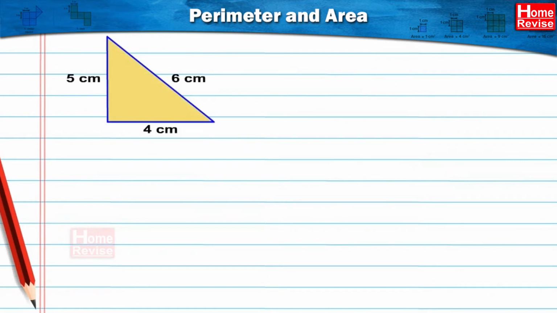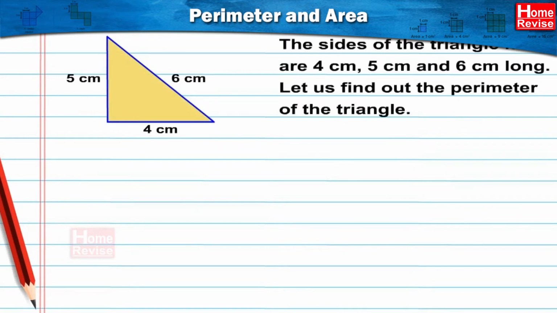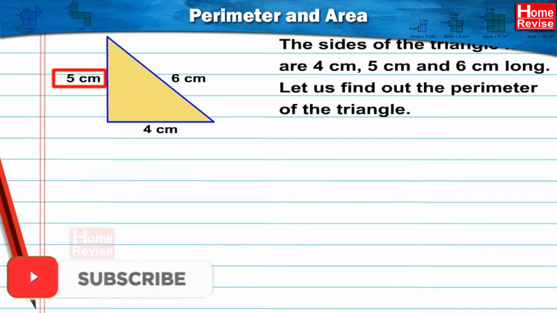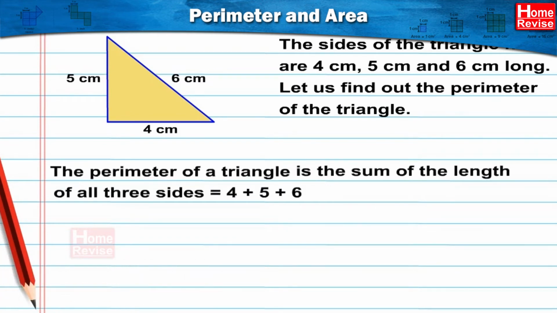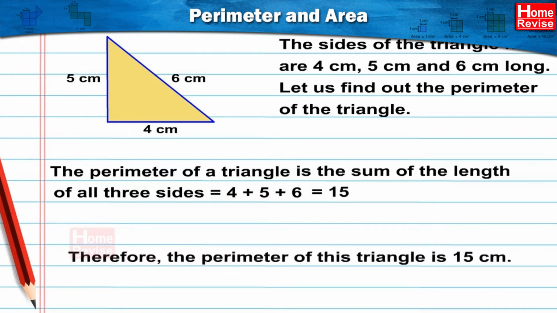This is a triangle. The sides of the triangle here are 4 cm, 5 cm and 6 cm long. Let us find out the perimeter of the triangle. The perimeter of a triangle is the sum of the length of all three of its sides. So it is 4 plus 5 plus 6 is equal to 15. Therefore, the perimeter of this triangle is 15 cm.